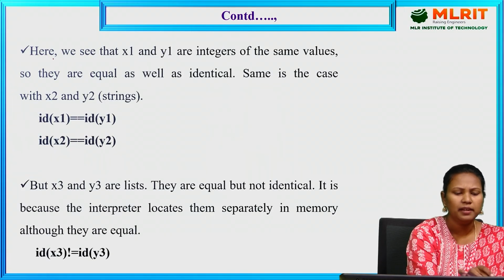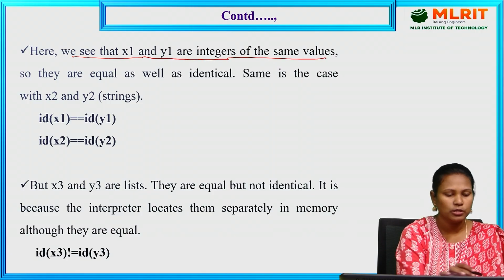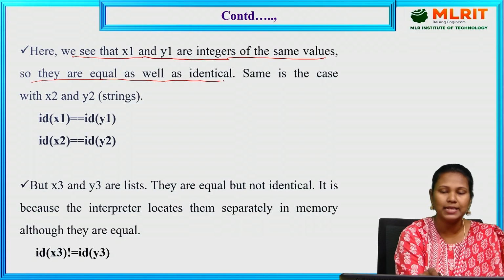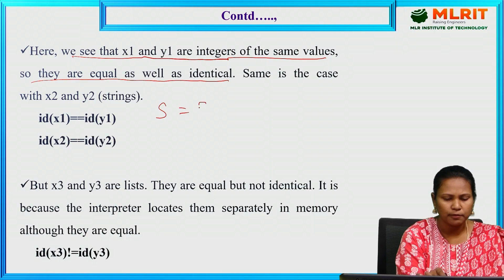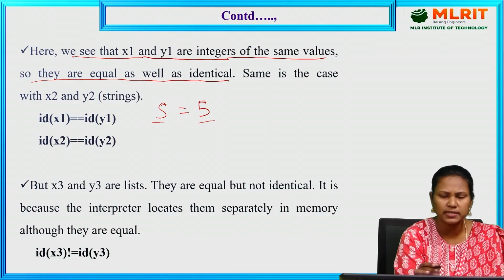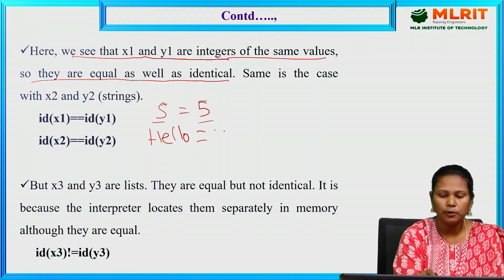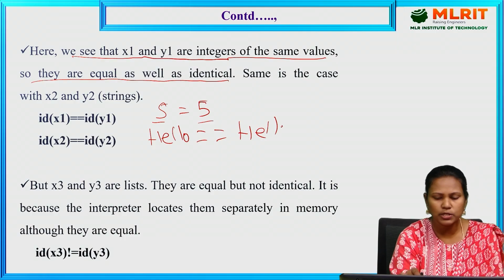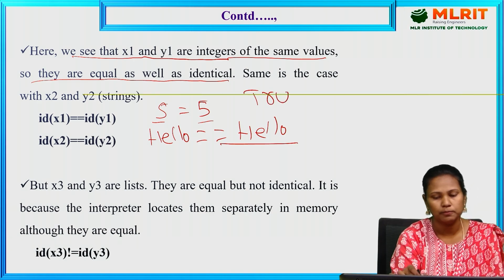So, see here. We see that x1 and y1 are integers of the same value, so they are equal as well as identical. x1 is 5, y1 is 5, 5 equal to 5, so the location is the same. And hello equal to hello, the location is also the same. That's why both got the true result.